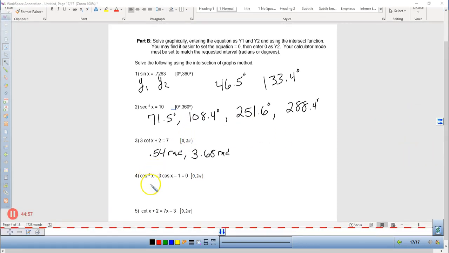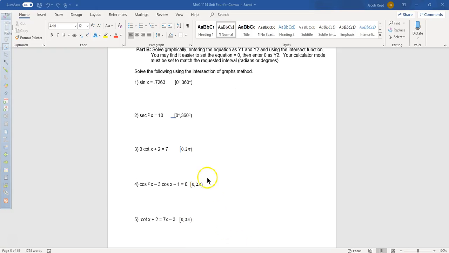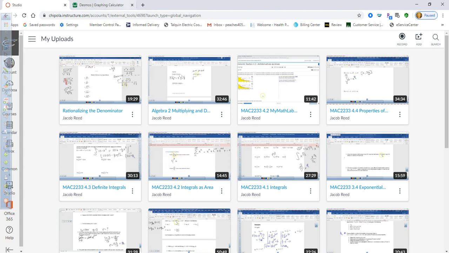Number 4, I got 1.878 radians. And this one, 4.405 radians. And finally, number 5, 0.842 radians and 3.199 radians. So now what I'm going to do is I'm going to show you real quick how to do this with Desmos so that way you can see it.